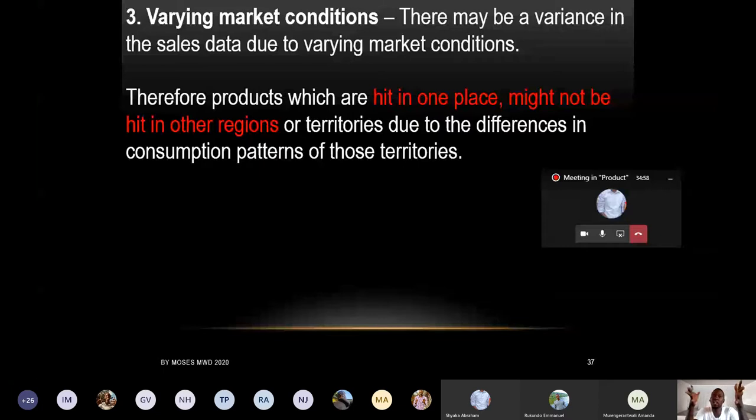Varying market conditions like income levels, that is a market condition, buying habits of people, and population. You can find out that one place has more people than another and makes its PLC fluctuate. It can be government policy. It can be pandemics like this one, the pandemic that is striking everywhere. So the PLC doesn't have those varying market conditions.